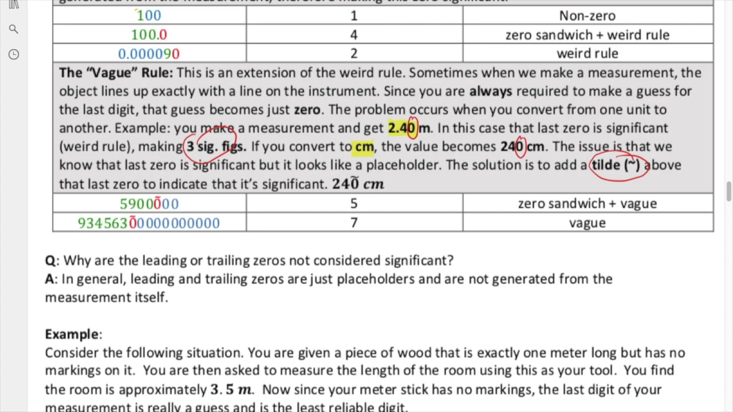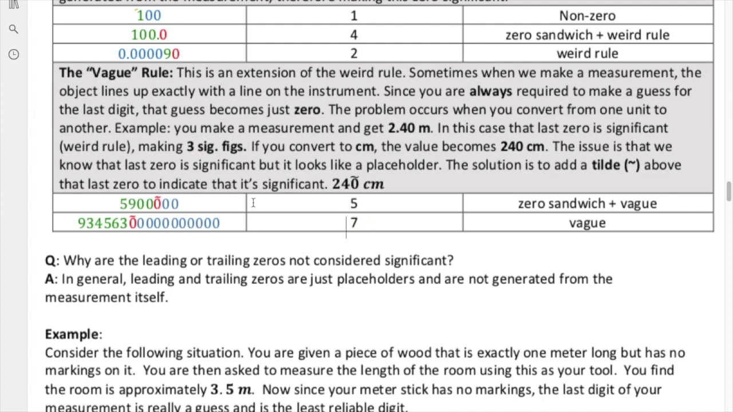So let's take a look at some of my examples over here. The way it's drawn here, I've got the tilde on this 0, so I know that that 0 there is part of the measurement. That is our guess. And of course, this is a non-zero, and these 2 zeros, well, that would be your 0 sandwich. So we have a total of 1, 2, 3, 4, 5, and that's where we get the 5 sig figs. These 2 zeros are just placeholders. And the last example over here, we see that this 0 has a tilde on top, so that makes it significant. And of course, these are all non-zeros, so that's 1, 2, 3, 4, 5, 6, 7 sig figs, and that is all there is to it.